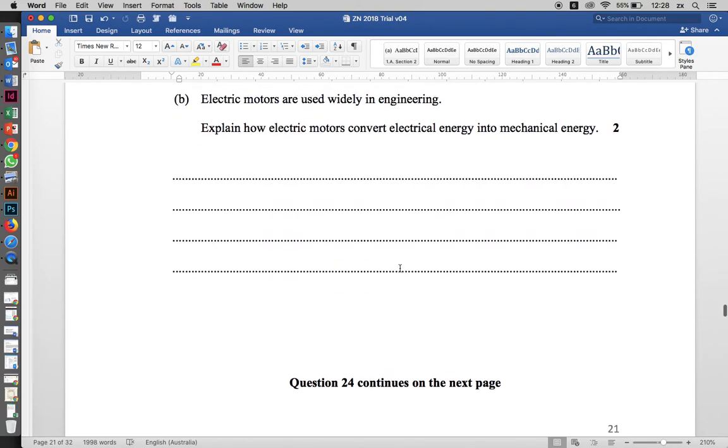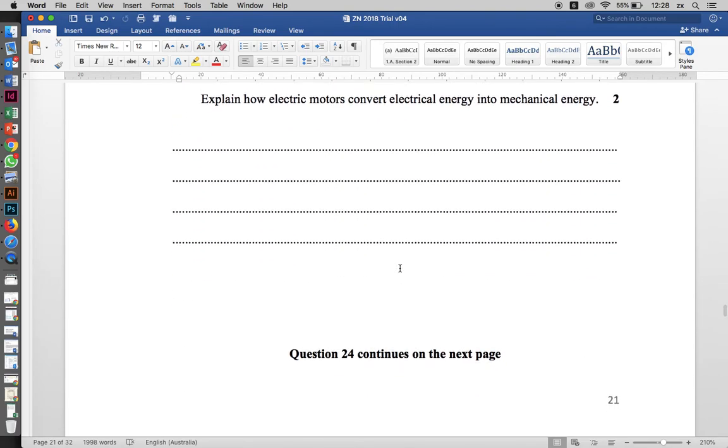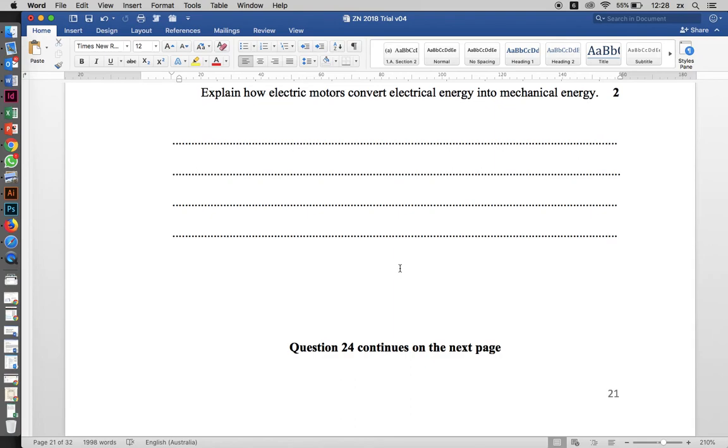Motors are used widely in engineering. Explain how motors convert electrical energy into mechanical energy. So I would say that when electrical energy is passed through a rotor, it produces a magnetic field which reacts with the magnetism of the stator. This causes the rotor to move, generating mechanical energy or kinetic energy.